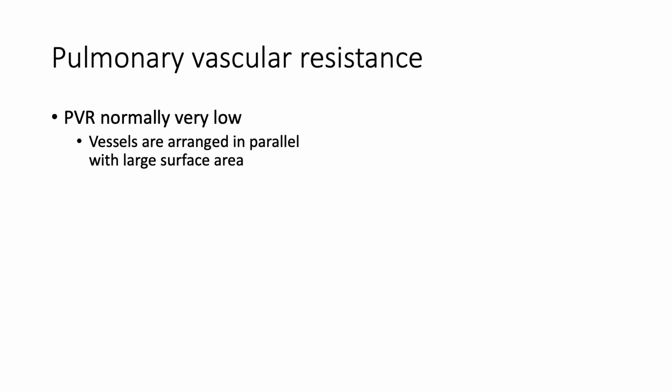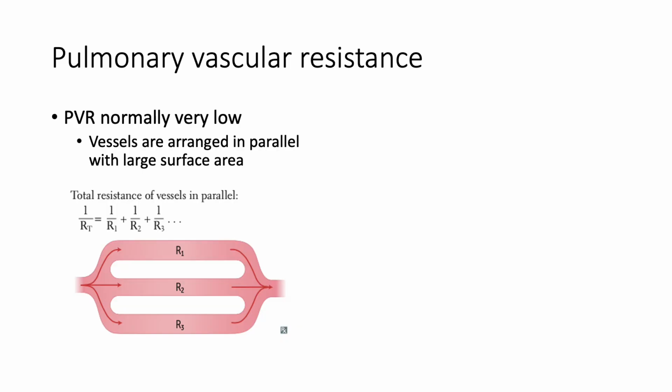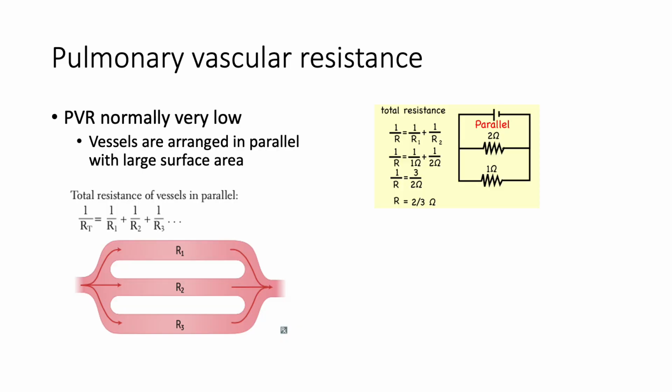Now, normally pulmonary vascular resistance is very, very low. Vessels are arranged in parallel and they have a very large surface area. And you might remember from physics that when you arrange circuits in parallel, you actually have lower resistance overall compared to arranging circuits in series. So with the pulmonary vessels, you have lots of different vessels arranged in parallel with a very large surface area that keeps resistance low. And because of that, the right ventricle usually doesn't have to work that hard, and it's not a very thick muscle.